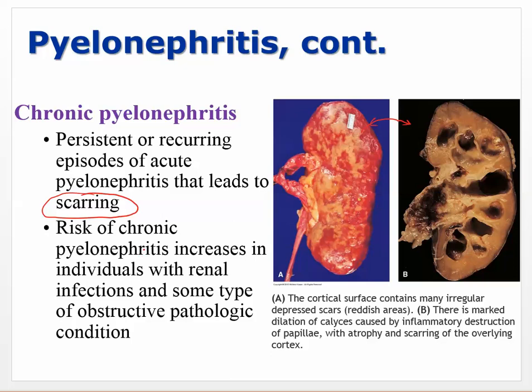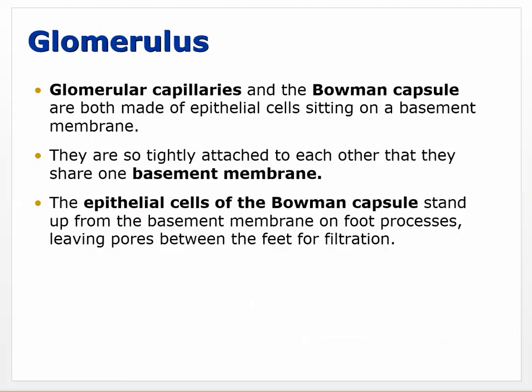And it just makes sense. I mean, you've got this constant assault that's causing an inflammatory response. Inflammation tends to cause damage and laying down of new collagen and scar tissue. So risk of chronic pyelonephritis increases in individuals with renal infections and some type of obstructive pathological condition. So that might get back again to renal stasis. All right.